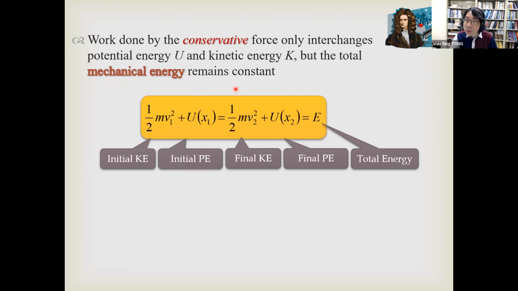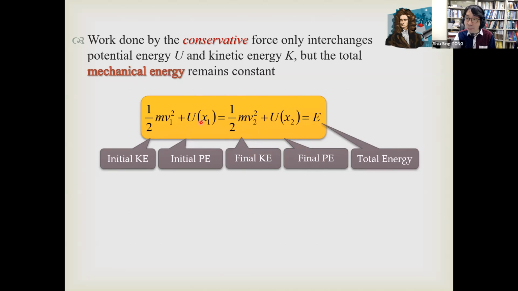Okay, so that means if initially the body is moving at a velocity v1 and has initial potential energy U(x1) because it is at position x1, this is the initial total mechanical energy. That will be equal to the final kinetic energy plus the final potential energy. So the total energy remains conserved. Now, this is in fact the expression you learned in high school, right?